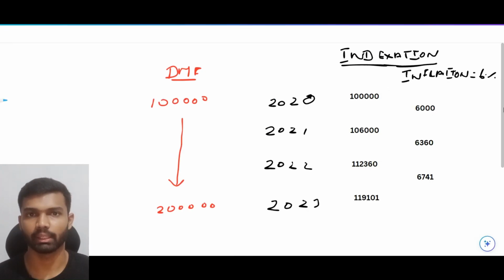Indexation benefit is nothing but adjusting whatever gains we are making from the investment for inflation. Now let us consider we are investing 1 lakh rupees in a debt mutual fund in 2020. The government says the inflation index is at 6%. Then in 2021, the 1 lakh will become 1 lakh 6,000 rupees, that is 6% inflation. Like so on, until 2023 our 1 lakh will be worth around 1 lakh 19,101 rupees. Whatever goods we could purchase for 1 lakh rupees in 2020, to purchase that same amount of goods in 2023, we would need 1 lakh 19,100 rupees.